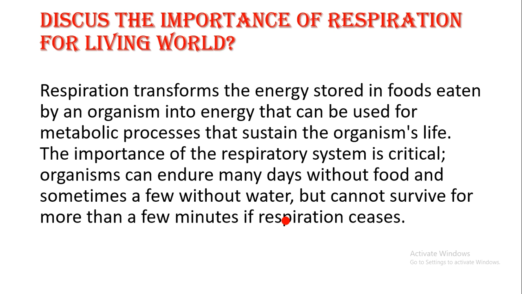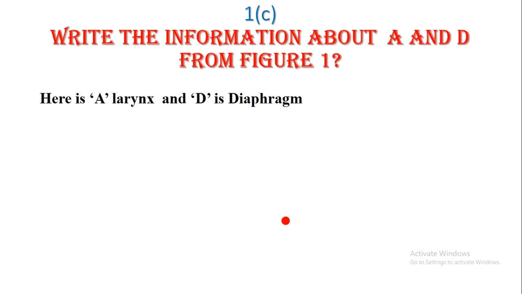Okay, my dear students, here's part C. Write the importance of A and D from figure 1. The answer is, here A is the larynx and D is the diaphragm. You have to describe both the larynx and the diaphragm for question number C.